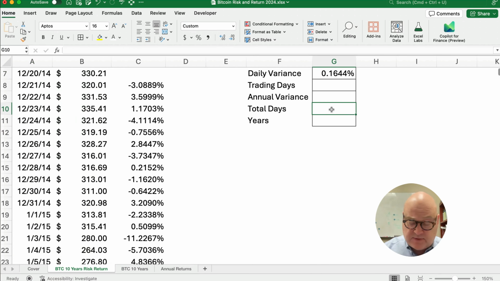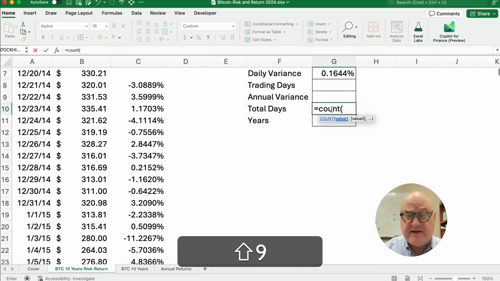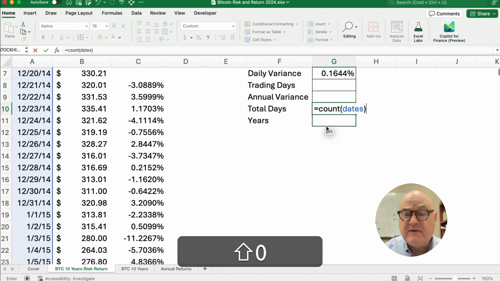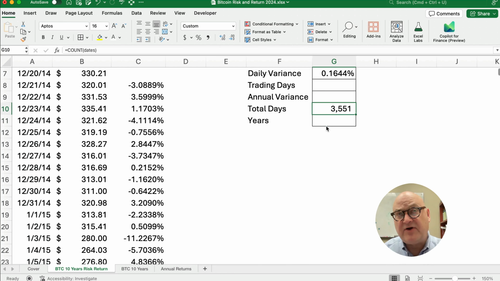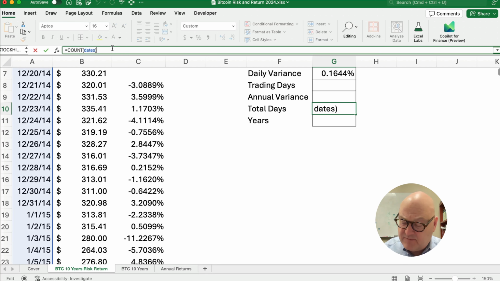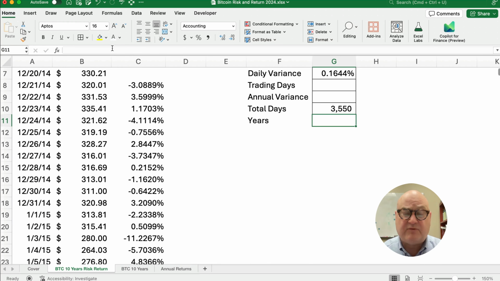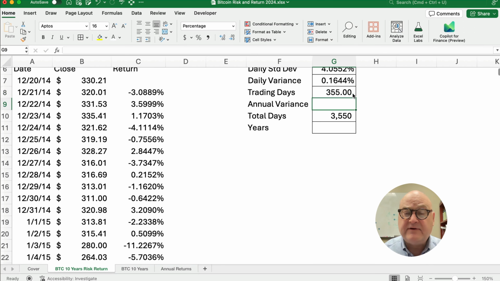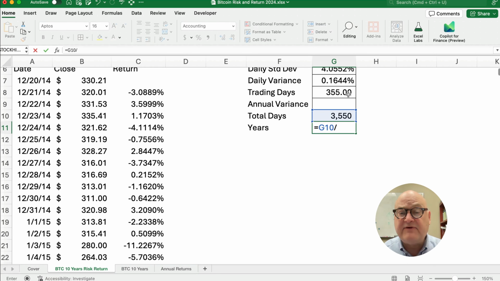So total days, we're going to do count, and then the dates. Now that gives us 3551, but we're basing it on the minus 1, so we'll subtract out 1. So really, how many days do we have returns? We got 3550. So our total trading days each year is about 355. If we divide 3550 by 355, we're talking about 10 full years.